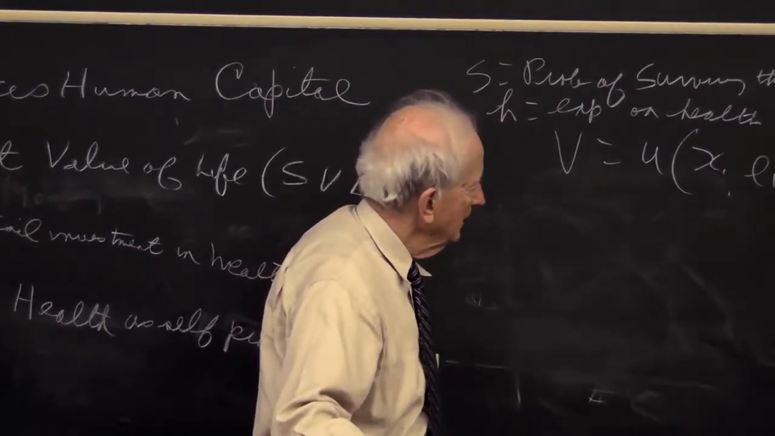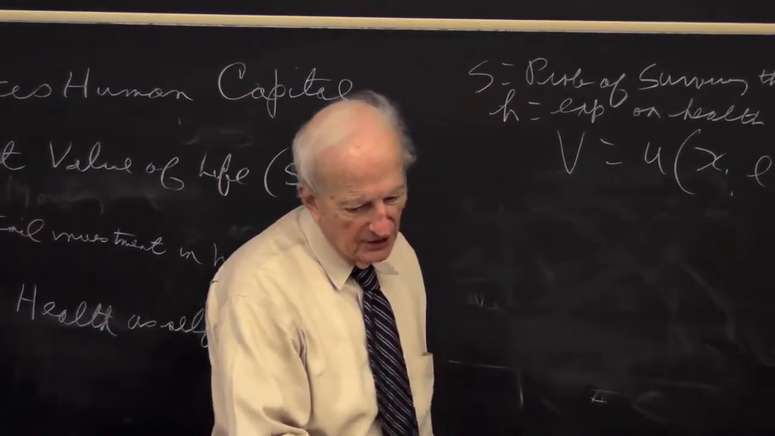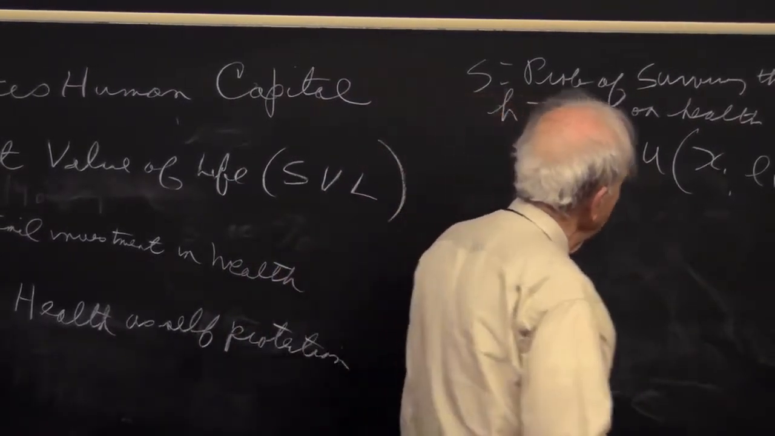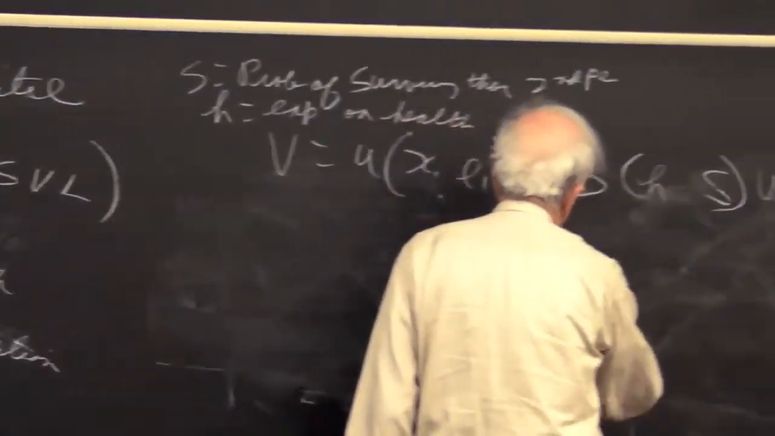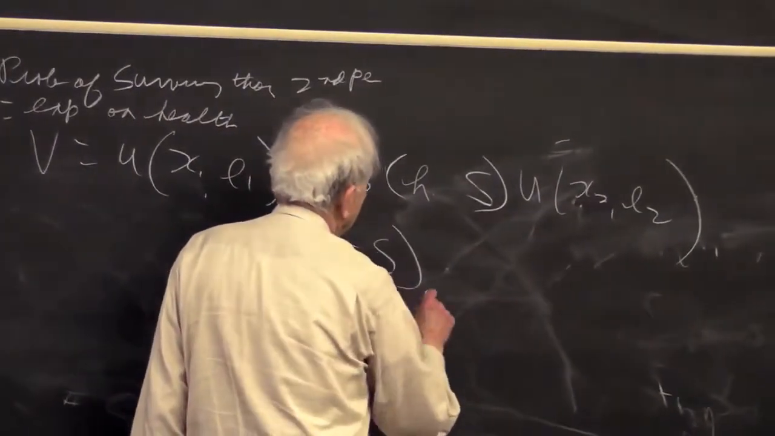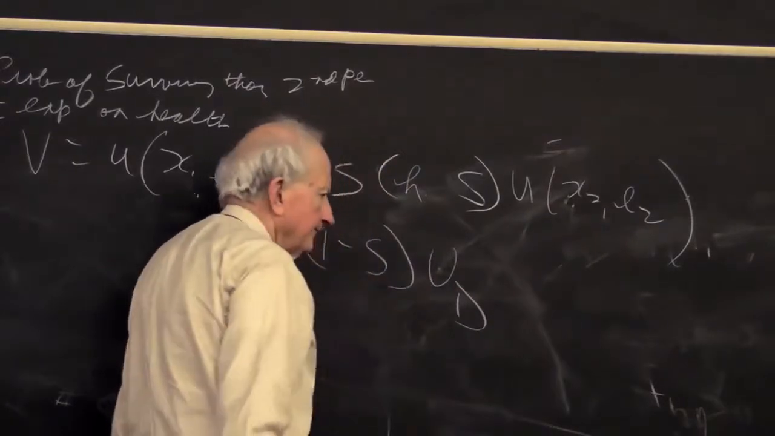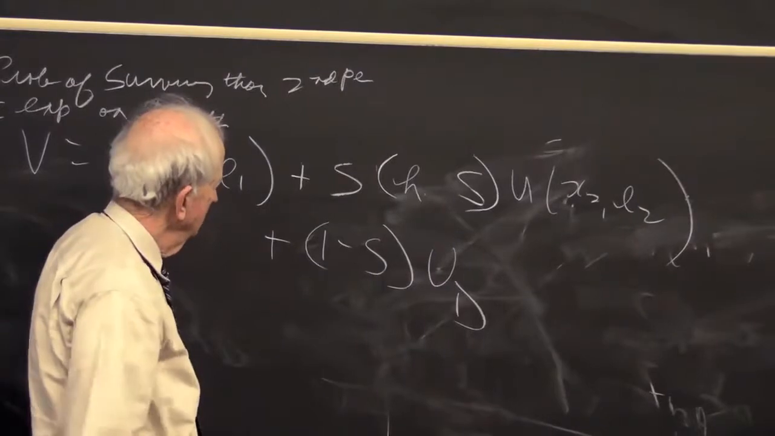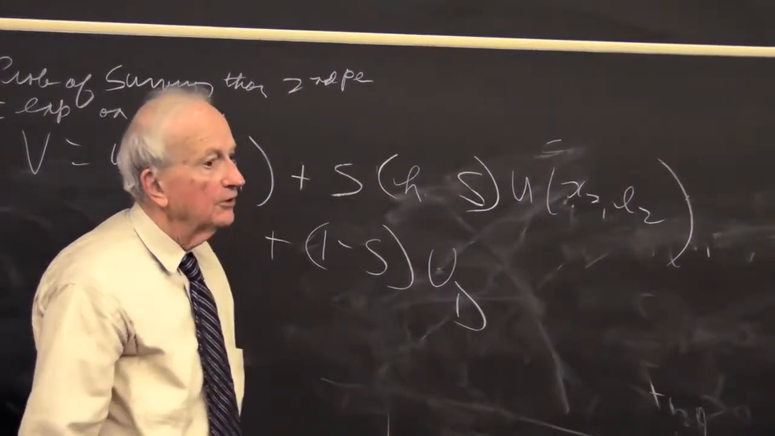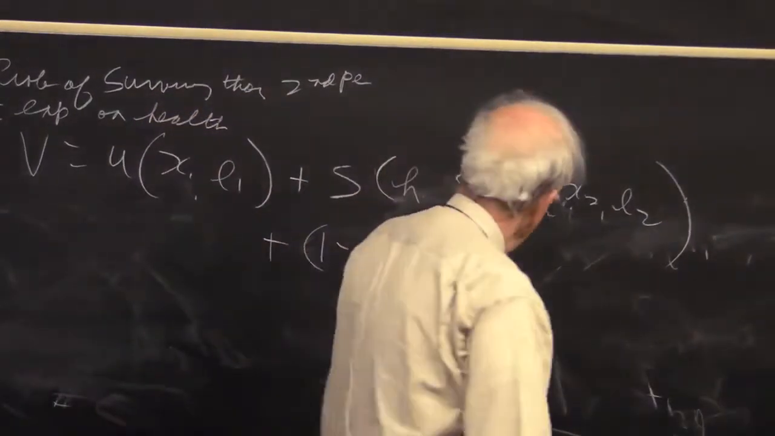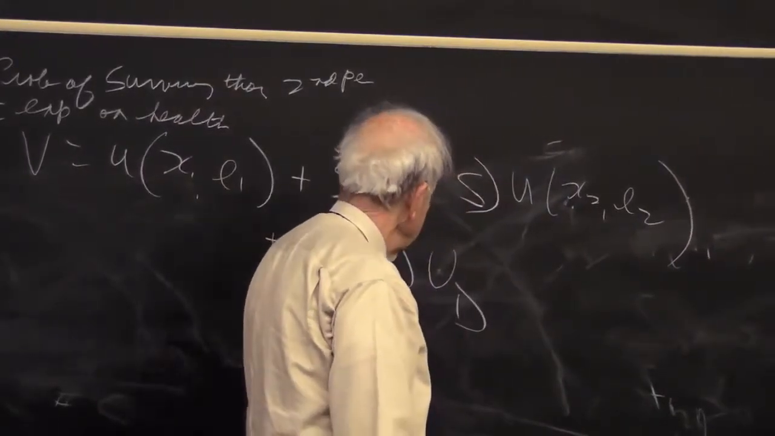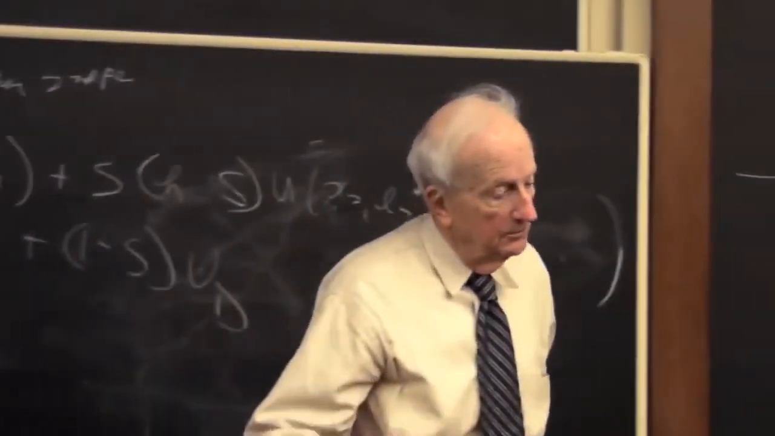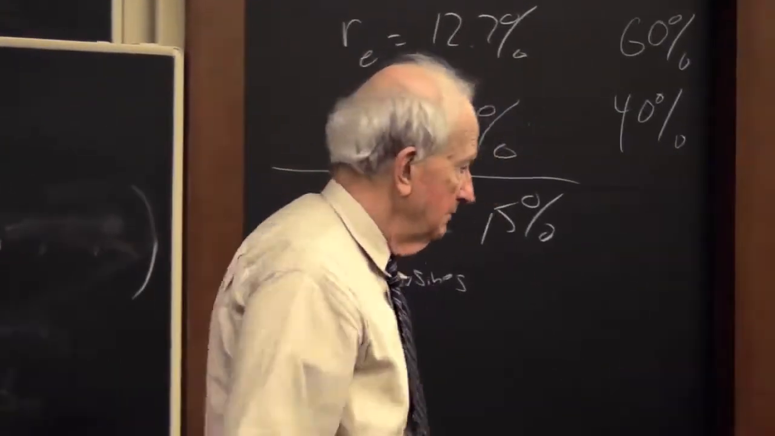Now, let me be a little bit explicit. I said this last time. Maybe you really want to write this. This is an expected utility. 1 minus S times the utility if you die. That would be a fuller utility function, right? Now, utility if you die, there may be some big utility. You go to heaven or whatever.